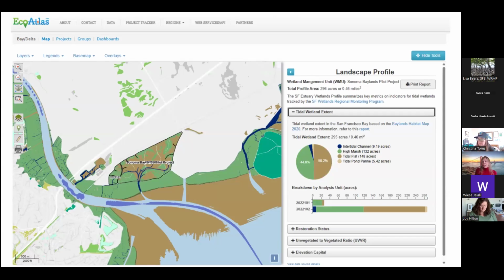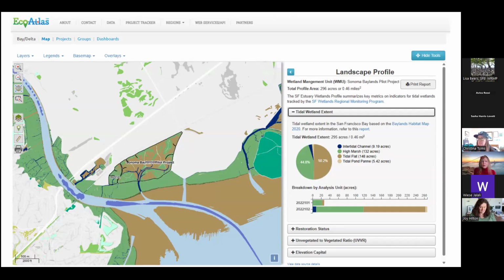As Lisa mentioned, soon we will have a Baylands Habitat Map 2025, and we could begin to add change over time visualizations between the 2020 and the 2025 maps, as well as in that extent of restoration. Really adding in these more trends and change over time will make the profile a more useful and valuable tool.